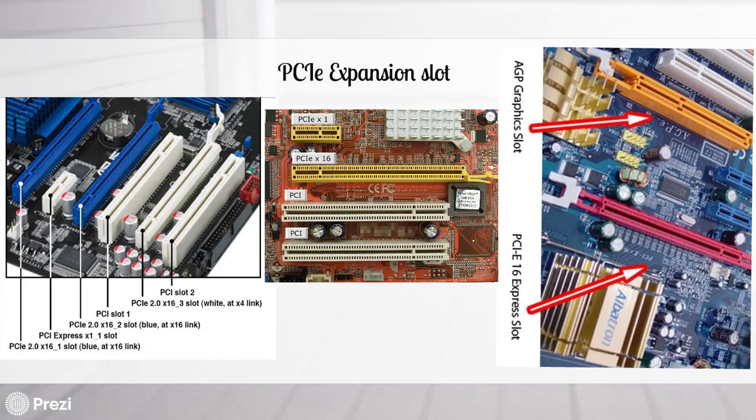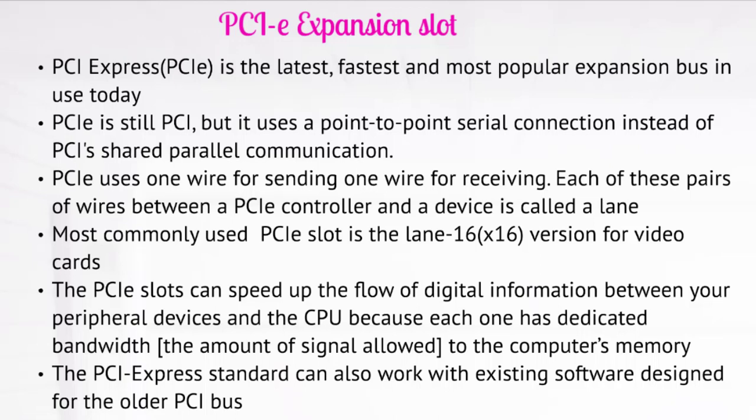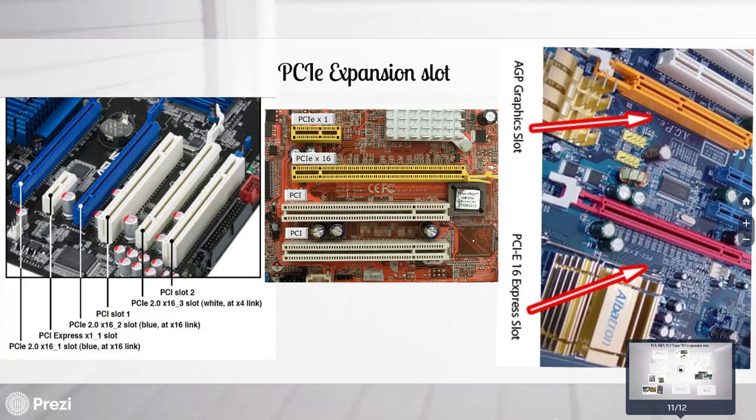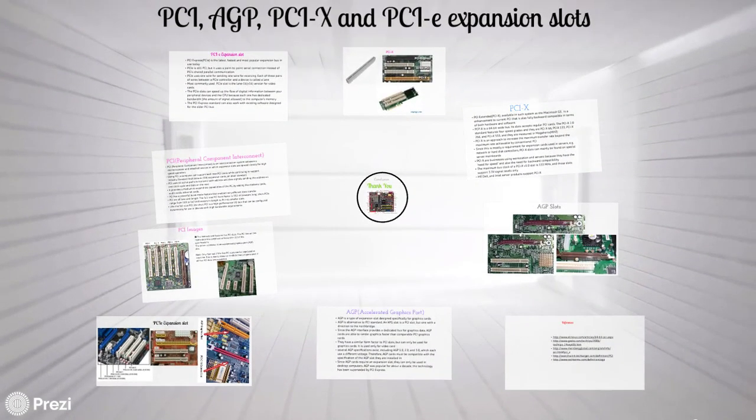So the PCIe slots can speed up the flow of digital information between your peripheral devices and the CPU because each one has dedicated bandwidth, the amount of signal allowed to the computer's memory. The PCI Express standard can also work with existing software designed for the older PCI bus. And that was a talk about bus technologies that are being used by input-output devices as expansion slots.